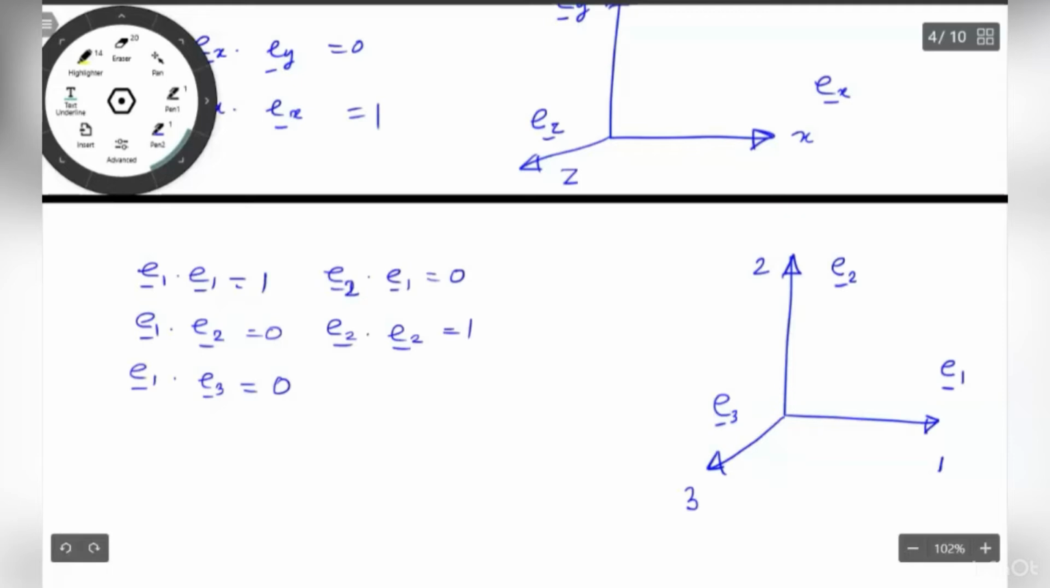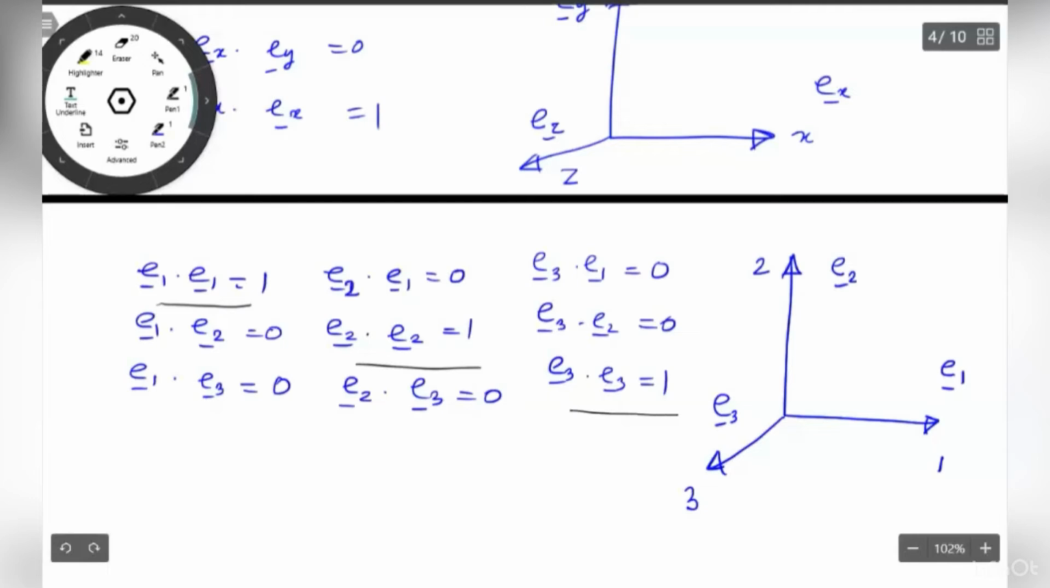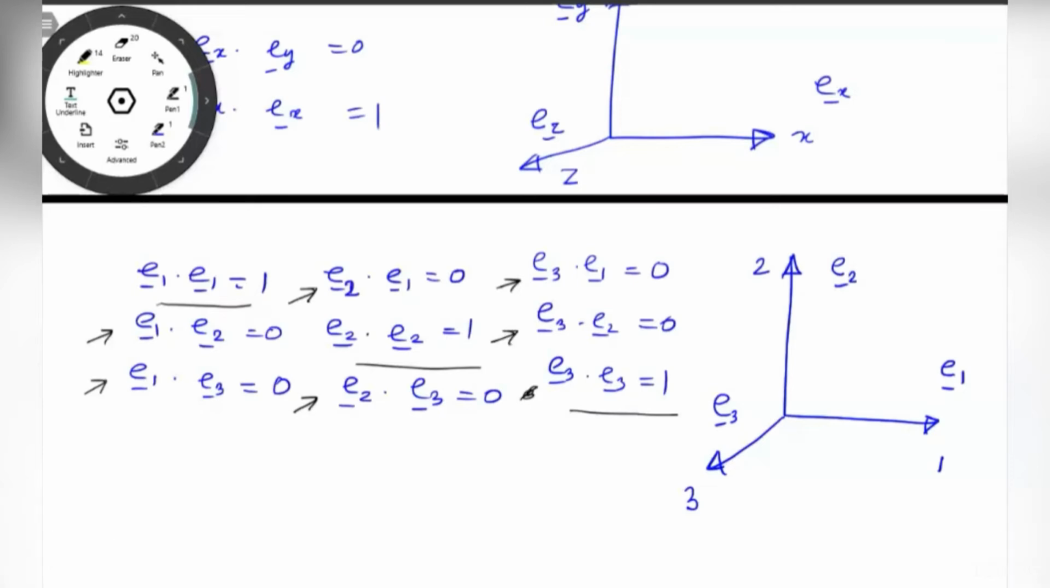E2 dot E2 equals 1, and E2 dot E3 equals 0. Now E3 dot E1 equals 0, E3 dot E2 equals 0, and E3 dot E3 equals 1. Here you can see that E1 dot E1, E2 dot E2, and E3 dot E3 are 1. E1 dot E2, E1 dot E3, E2 dot E1, E2 dot E3, E3 dot E1, and E3 dot E2 all are 0. So you can see a pattern here.